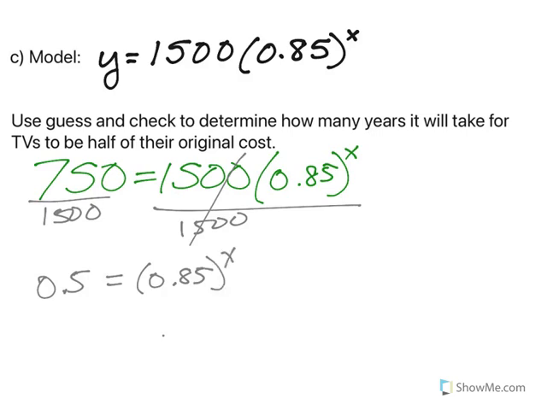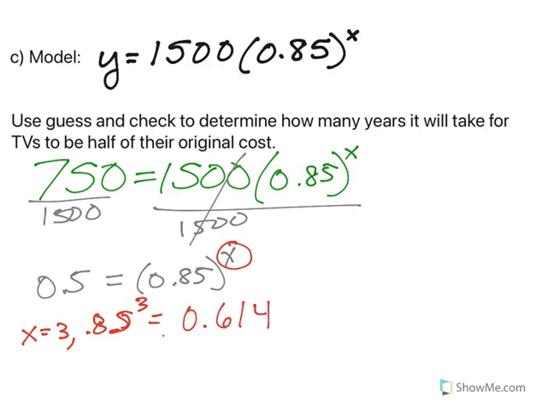And then you can do real quick in your calculator, pick numbers. So if you say, what if x is 3? So 3 years, if you substitute x in and take 0.85 to the 3rd power, that gives me 0.614.